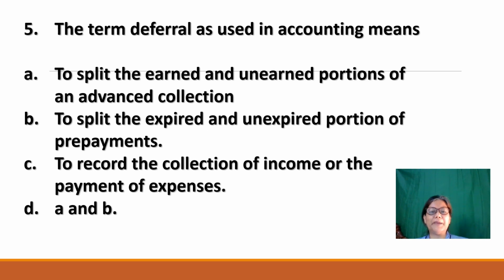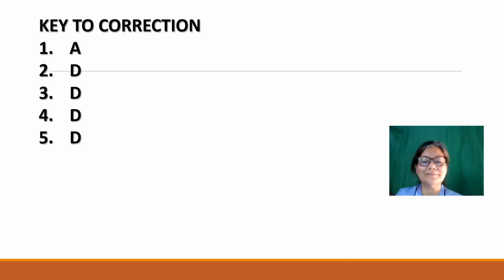Now, exchange your papers and let's check your assessment or test. Okay, did you get the same answer? Number 1, A, and from number 2 to 5, letter D. Who got the perfect score? Oh, amazing! All of you got the perfect score?